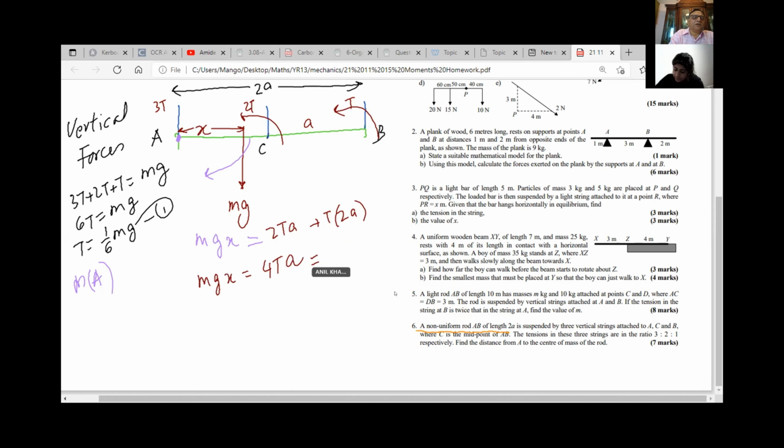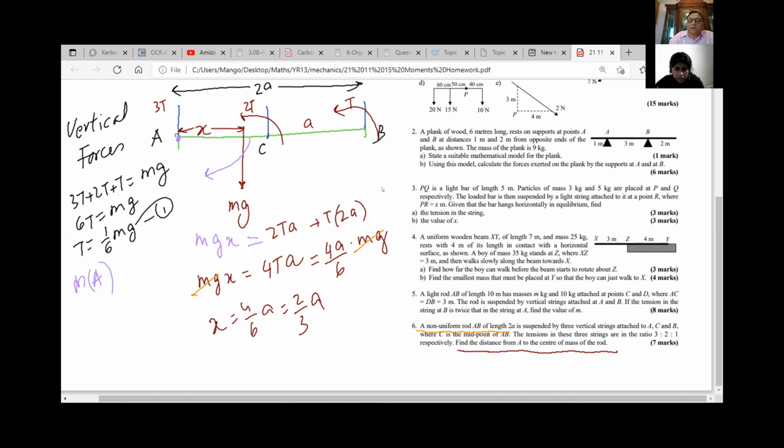So we can substitute the value of t. So we got 4a and t is 1/6 of mg. Correct? Find the distance from center to the rod. We have to find only x. mg gets cancelled. Do you see that? Yeah. So the value of x is clear. 4/6a, which is 2/3, in meters.